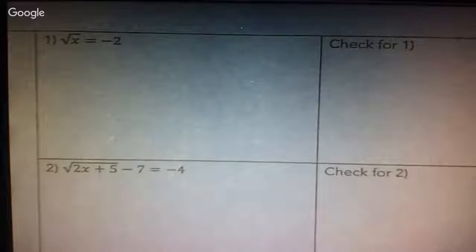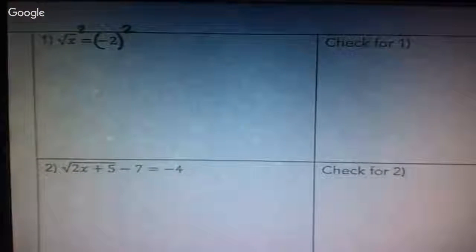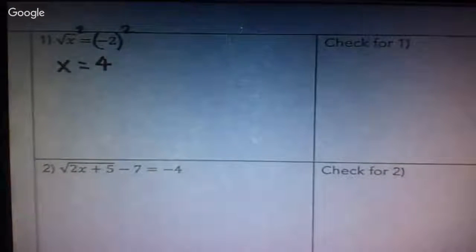Take a look at number 1. This is the other piece that you cut out. Okay. I only have one radical. Is it all by itself? Yes. So my first step is to square both sides. Be careful when you square the right-hand side, because you're actually squaring -2. So we're left with x equals 4. Make sure you square -2. So it's -2 times -2, which gives you a positive 4.